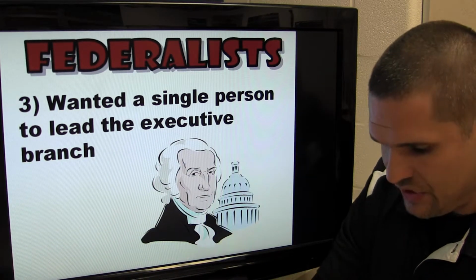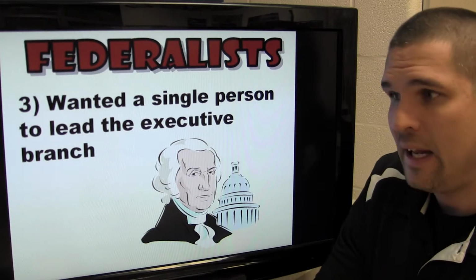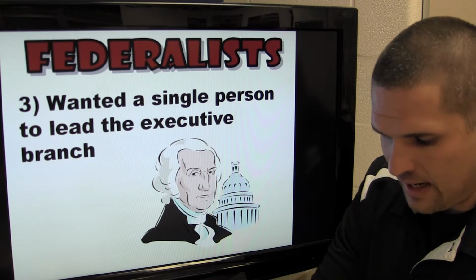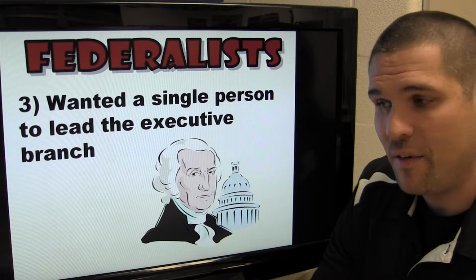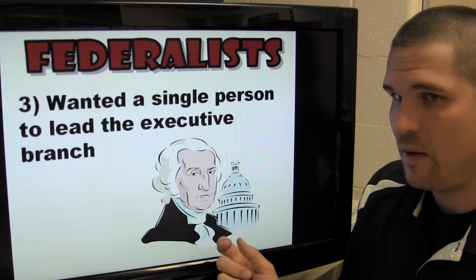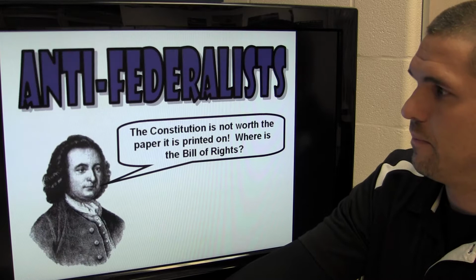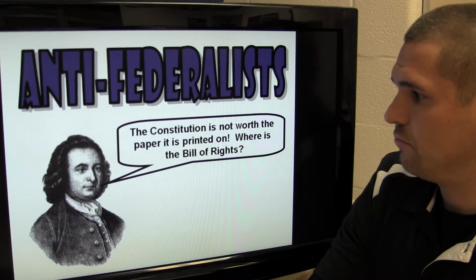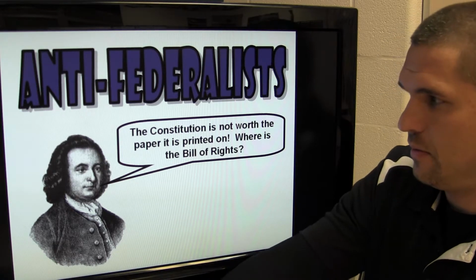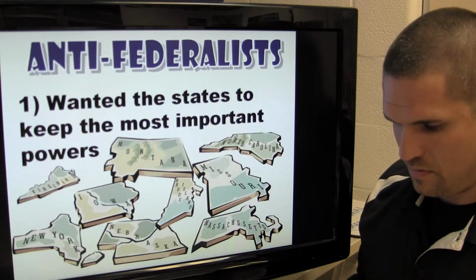The Federalists wanted a single person to lead the executive branch. They thought if we had too many co-presidents that the executive branch would be inefficient and ineffective and then weak and not able to enforce the law. They felt that it was better that one person make the hard decisions and make them quickly. Now the Anti-Federalists said, no, don't vote for this. We need a Bill of Rights. Some arguments on the Anti-Federalist side of the chart.